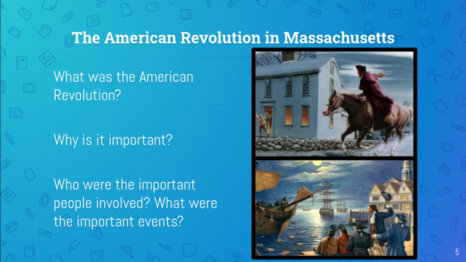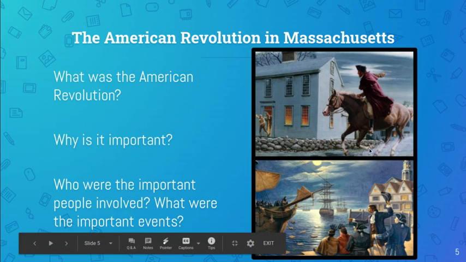We will also learn the most amazing story about Massachusetts and its role in something called the American Revolution. You might not be sure what the American Revolution is. It was a war, sometimes called the Revolutionary War, between the colonists and England. And this was a very important war. So we are going to learn about why it was important, what the important events in Massachusetts were, and who the people involved in Massachusetts were.